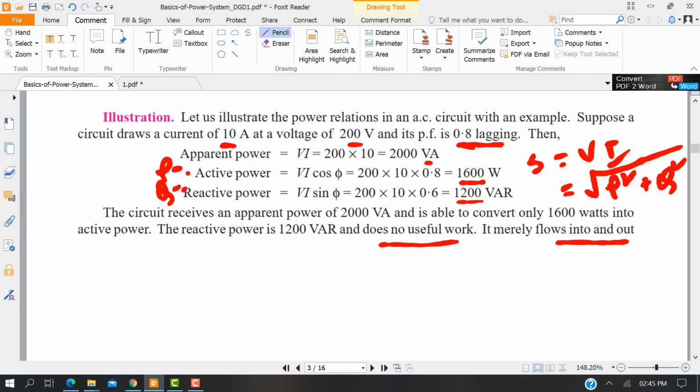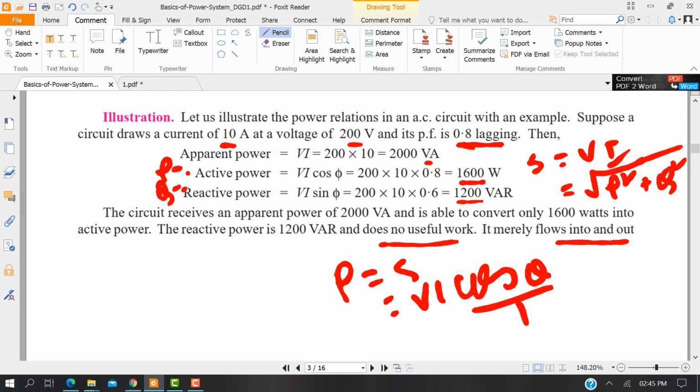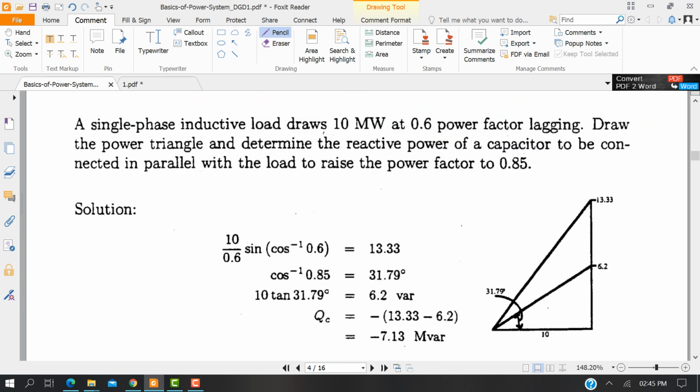If the power factor is unity, then P equals S, because P equals VI cos theta. If cos theta is 1, then we get only VI, I mean S. So this is the difference between power in a DC circuit and in an AC circuit. Now let's go.